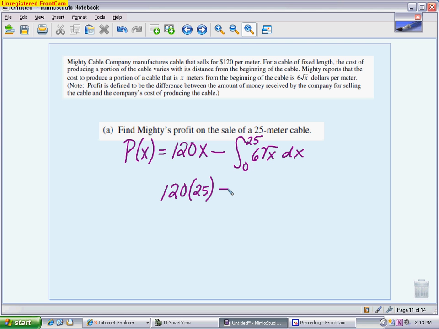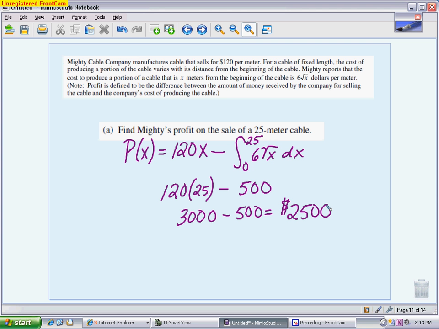So I'm going to go on my calculator, use the FNINT button. I set it up, but I'm not going to take the time to integrate it by hand. You definitely could integrate it by hand, but you're not going to take that kind of time. You end up getting 500 when you integrate this on your calculator. So you end up with 3,000 minus 500, which gives me a total profit of $2,500.